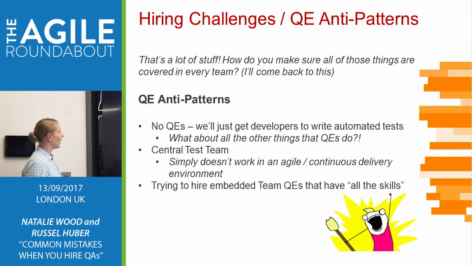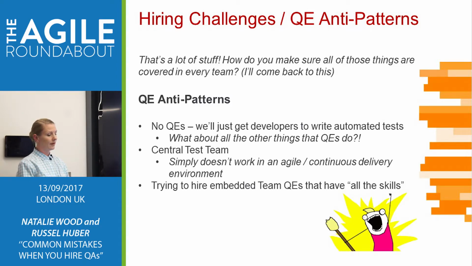How do you make sure that you are covering all of those things with one person in each team, perhaps, or a couple of people? So some anti-patterns that I've come across are having no QEs at all. I've worked in a couple of places where that's been there always, and places where they've got rid of the QA team, as they've called it. And some places where they've started up a business and haven't thought they needed them.